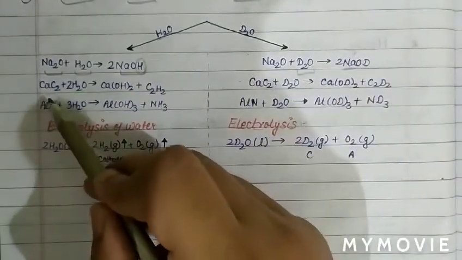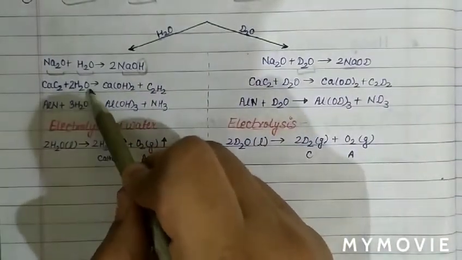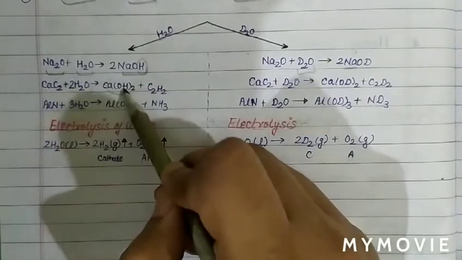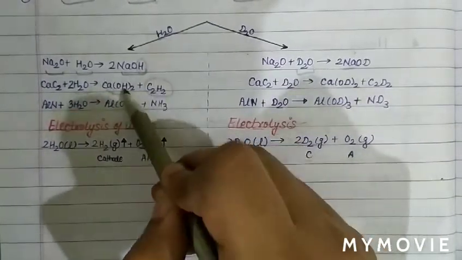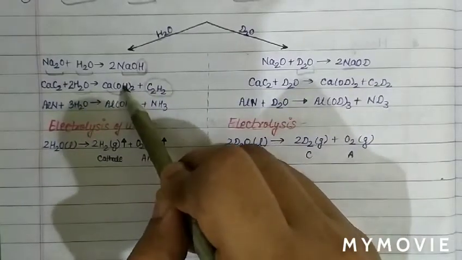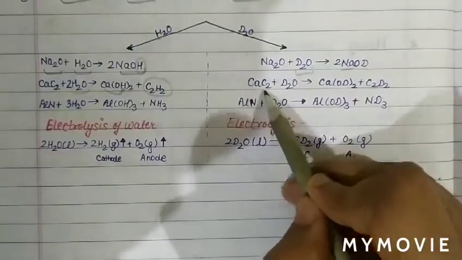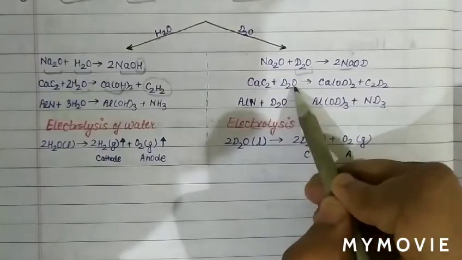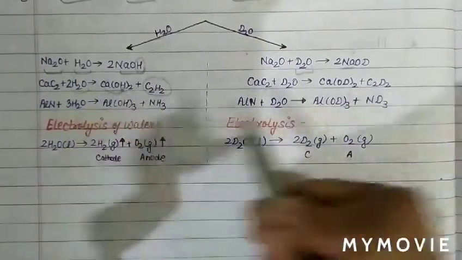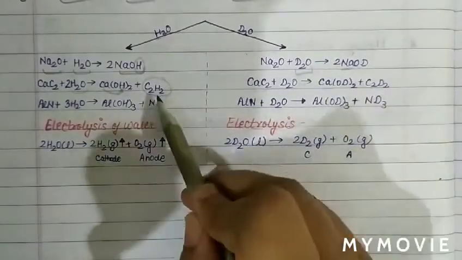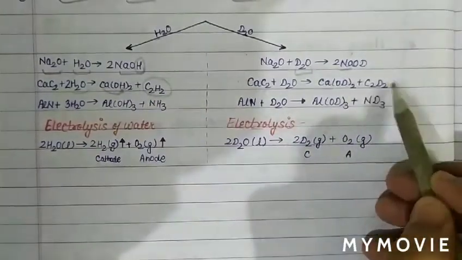Now calcium carbide on hydrolysis gives calcium hydroxide and C2H2 acetylene gas. See, hydrogen here will be replaced by deuterium. So calcium carbide on reaction with D2O gives Ca(OD)2 and C2D2.